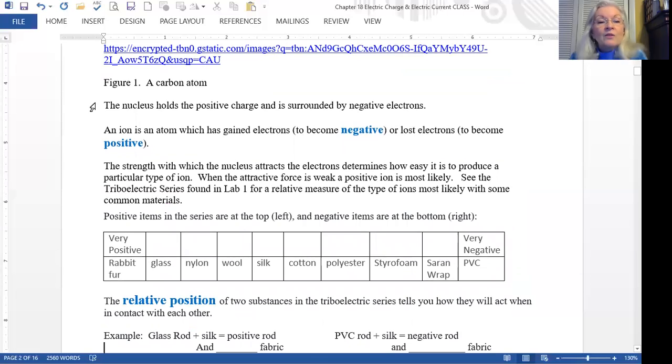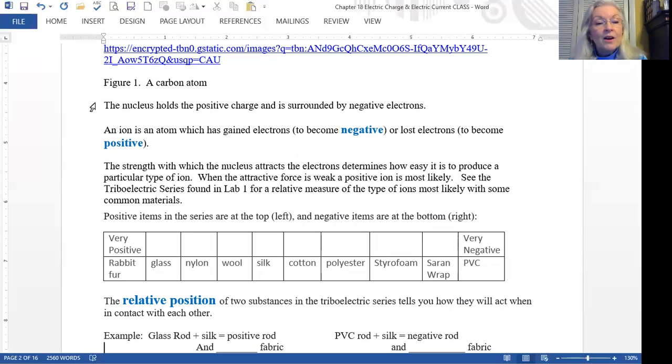So we know that the nucleus holds the positive charge that's attached to the protons, and that the negative charges surround it. So to have an ion, what happens is that it either gains or loses electrons. Your atom, if it adds electrons, it becomes negative. If it loses electrons, it becomes positive. So the strength with which a nucleus can hang on to those electrons can be relatively complex. But this strength determines how easy it is to make a particular kind of ion.